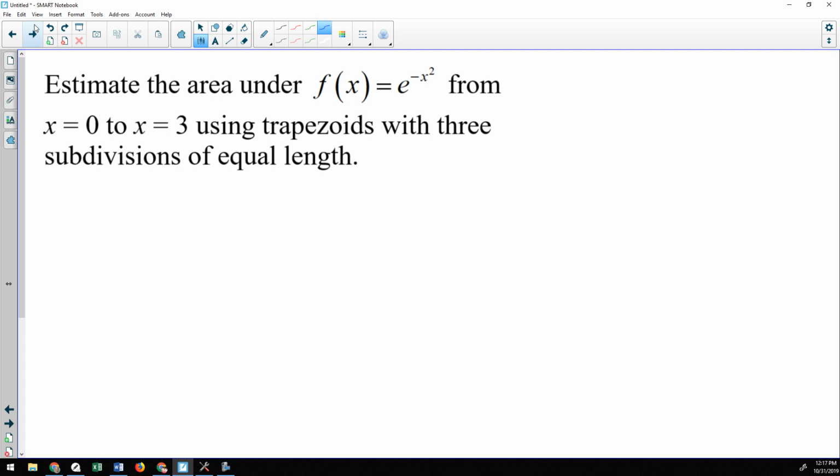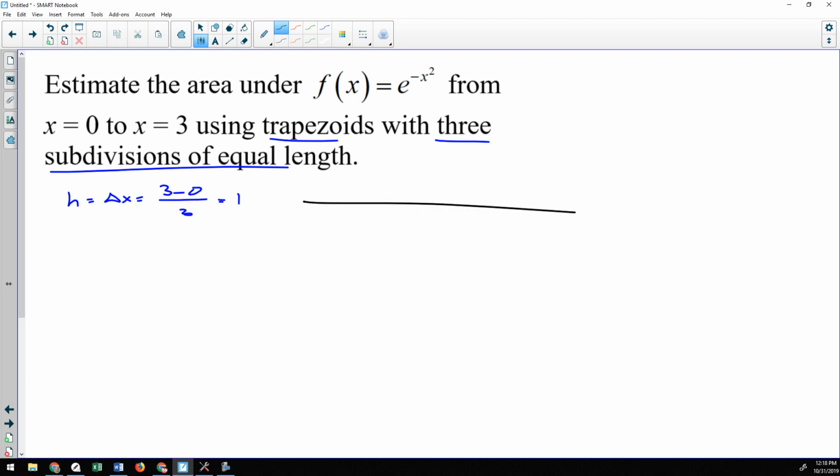We actually have an equation for this function. So we're using f of x equals e to the negative x squared. We are going from 0 to 3 using trapezoids and 3 subdivisions of equal length. And the equal length is important because if they are of equal length, then the height of your trapezoids, which is your delta x, is still b minus a divided by n, and my delta x is 1 here.